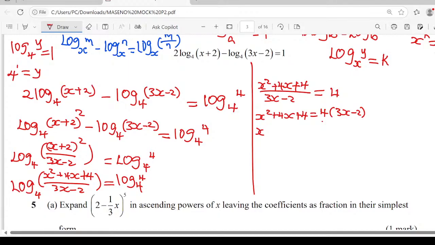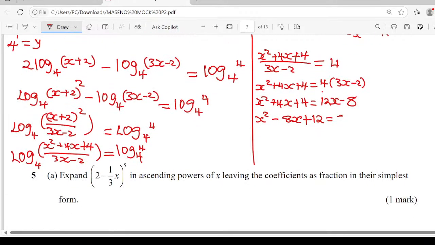So I'm going to have x squared plus 4x plus 4 should be equal to 12x minus 8. Then you collect your like terms and form what is called a quadratic equation. The positive 12x, on crossing, is going to be minus 12x. So plus 4x minus 12x, I'm going to get minus 8x. Then minus 8, on crossing, will be plus. So this will be plus 4 plus 8, that will be plus 12, being equal to 0.